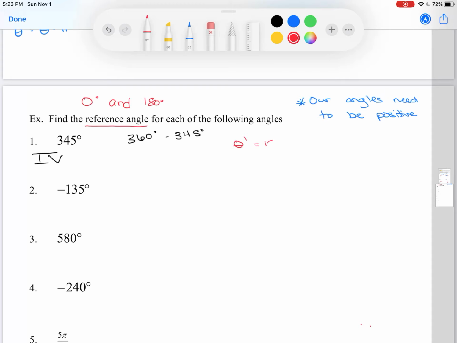All right, we don't have to convert to radians at all because we were given degrees. Whatever you were given, stick to that same format. That's key. And of course, I should be more specific here.